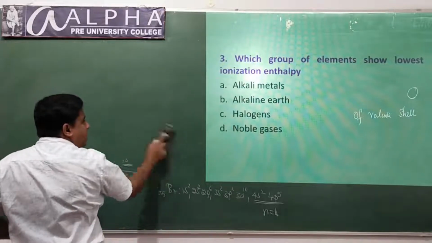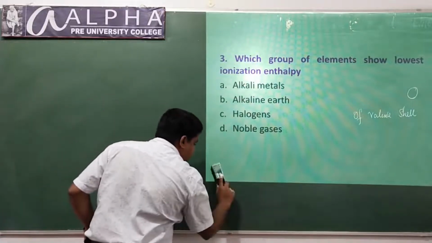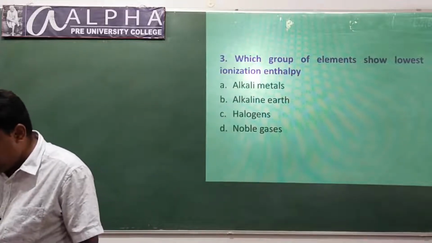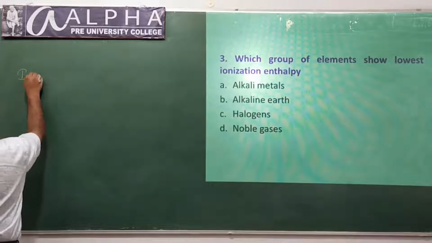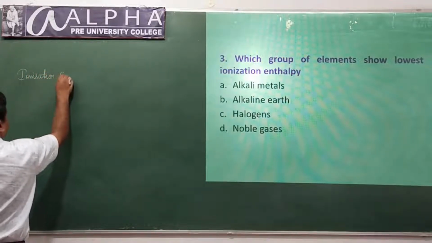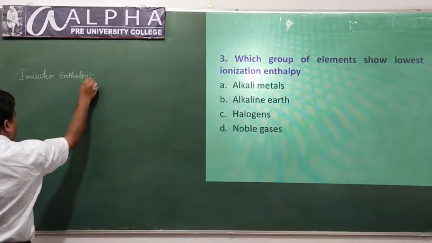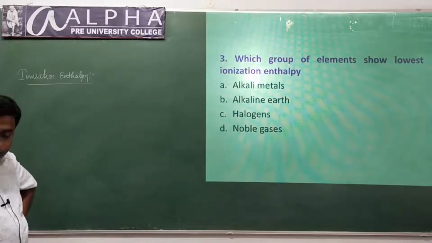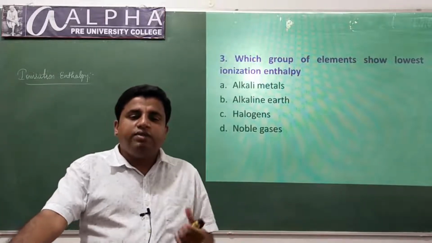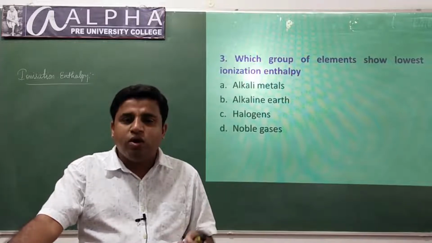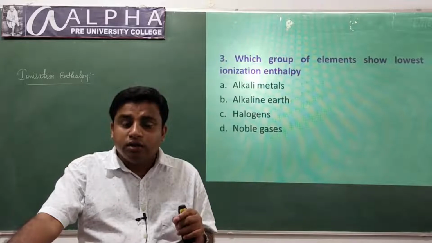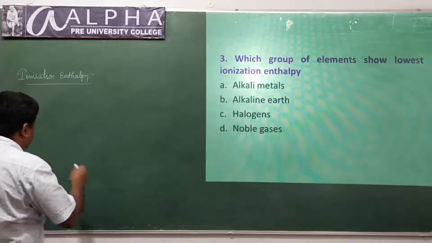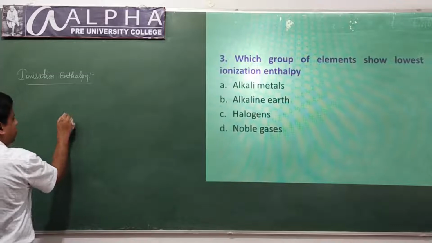Which of the following elements show lowest ionization enthalpy? What do you mean by ionization enthalpy, first of all? The question is, which group of elements show lowest ionization enthalpy? By the way, what is ionization enthalpy? We know ionization enthalpy is the amount of energy required to remove an outermost electron from a gaseous ground state isolated atom. Is it correct? Say for example, I'll go with sodium.